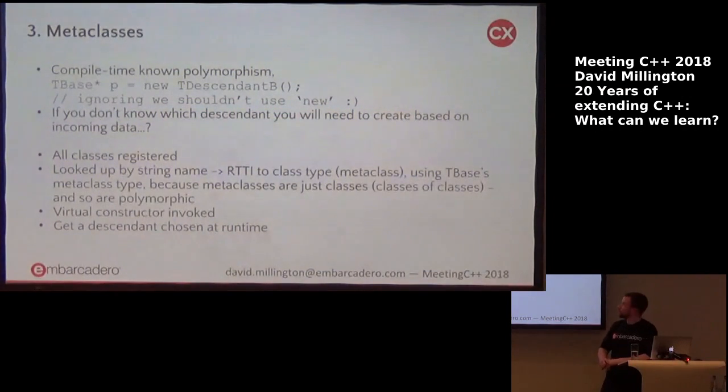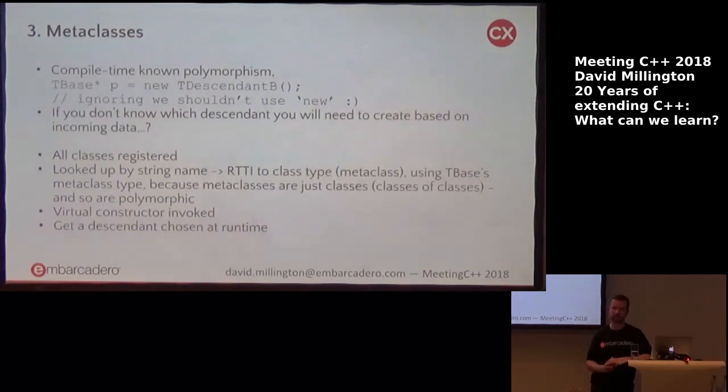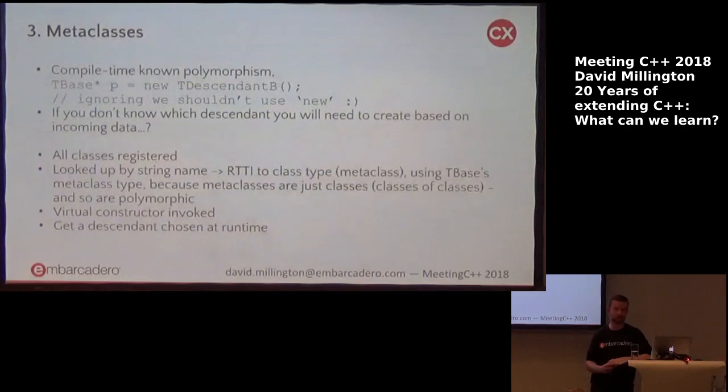So, obviously you might have something far more normal code. You have a pointer to a base class and you create a new descendant. But the key thing here is what if you don't know which descendant you will need to create. And so you can have something that will return a type, and then you can create based on that type. Now for us, we implement this with classes registering themselves. So there's a central database of class types. And so you can look up by the name of a class, and you can get the RTTI of a class, and you can get the class type, the metaclass. And then, of course, through that, you can invoke a virtual constructor, and you can get some kind of descendant that's chosen purely at runtime.